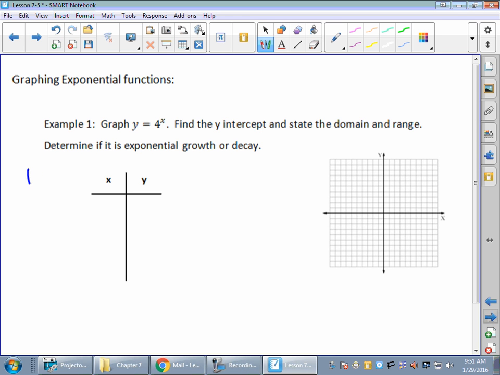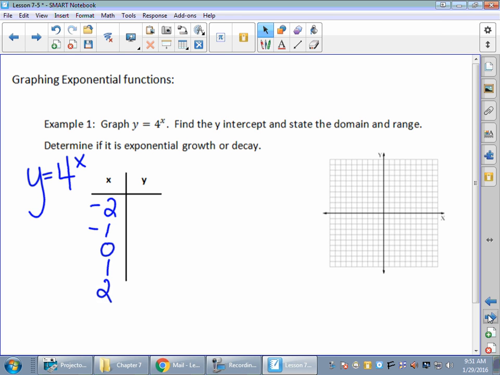So make a table. Let's pick some values of x. Let's just pick some random ones. Let's do -2 to +2, just so we have a starting point. And I am going to include 0 in there. So when I put, you might want to get your calculator out.